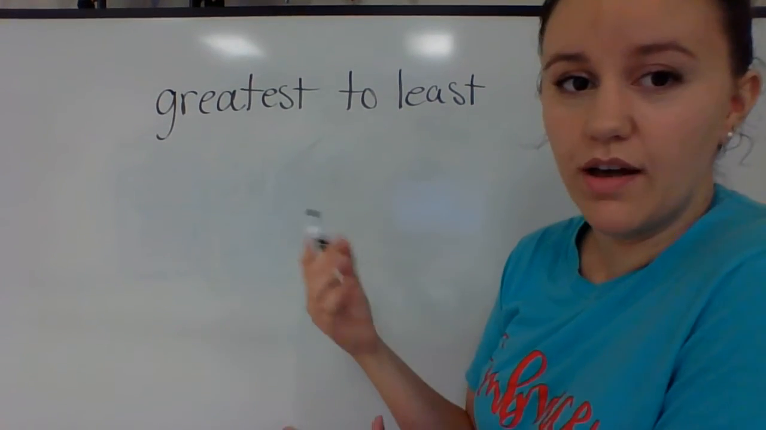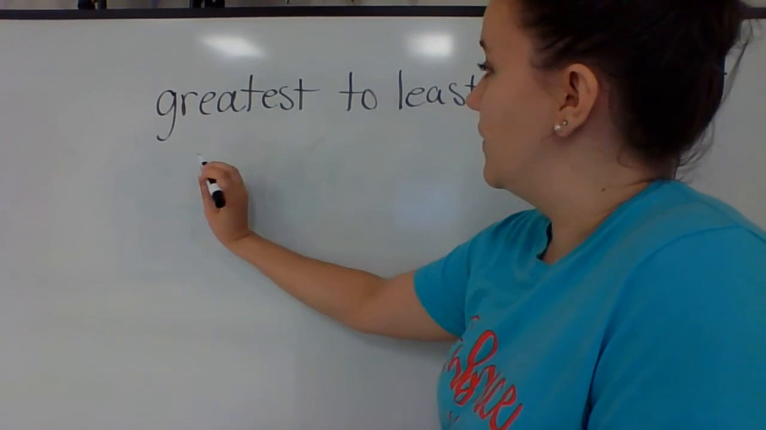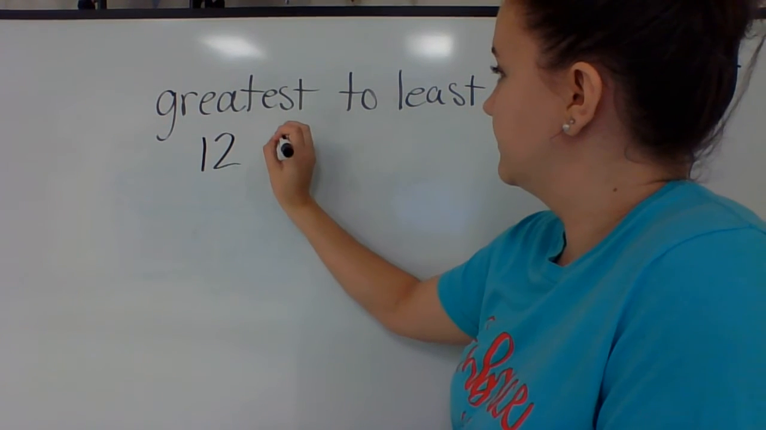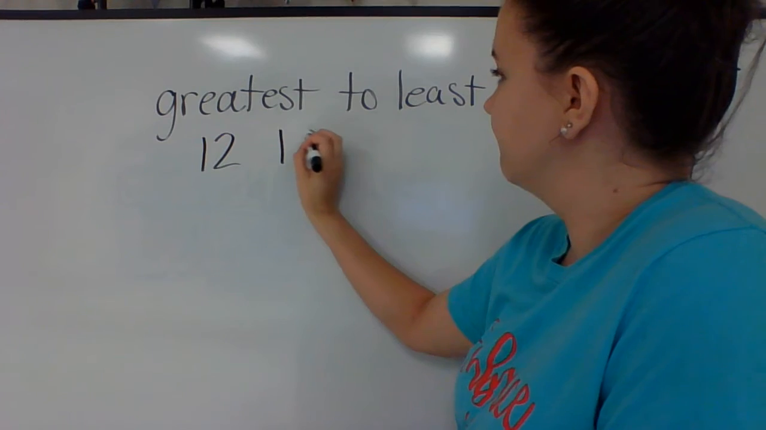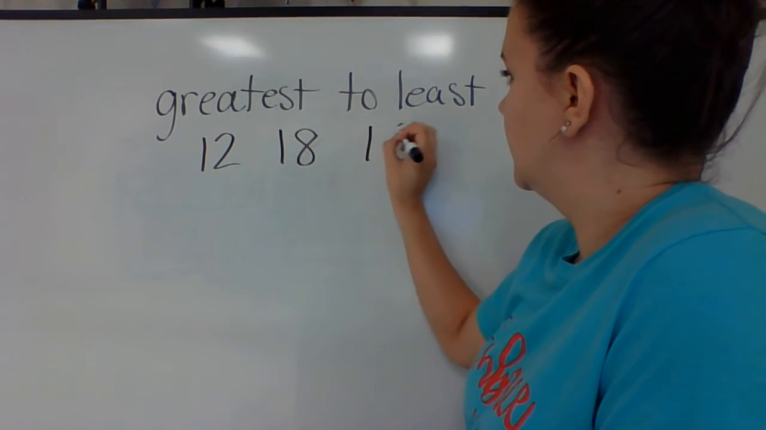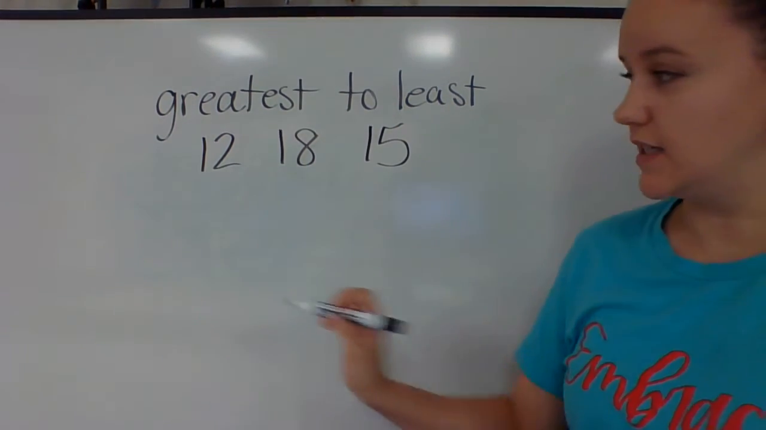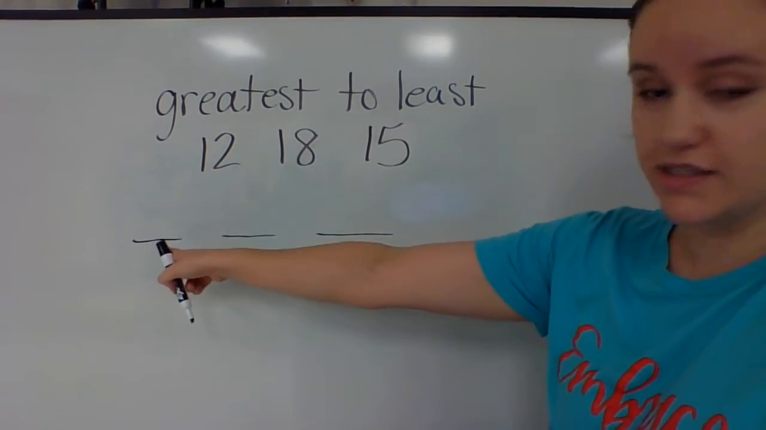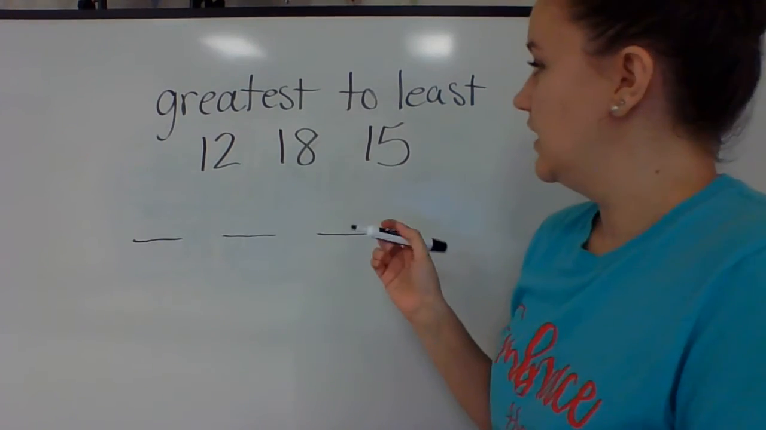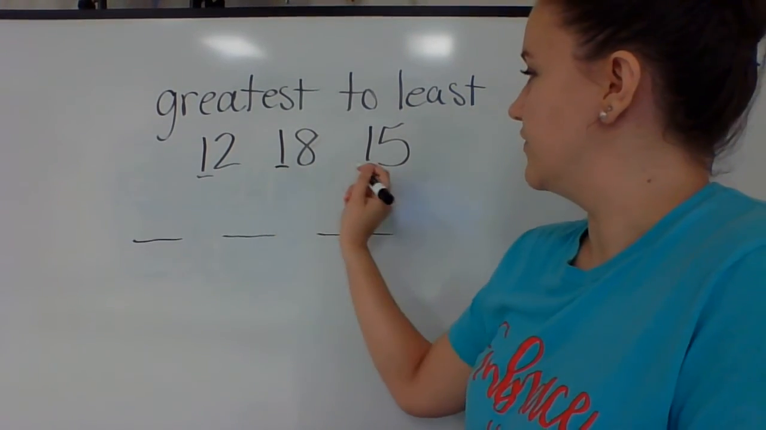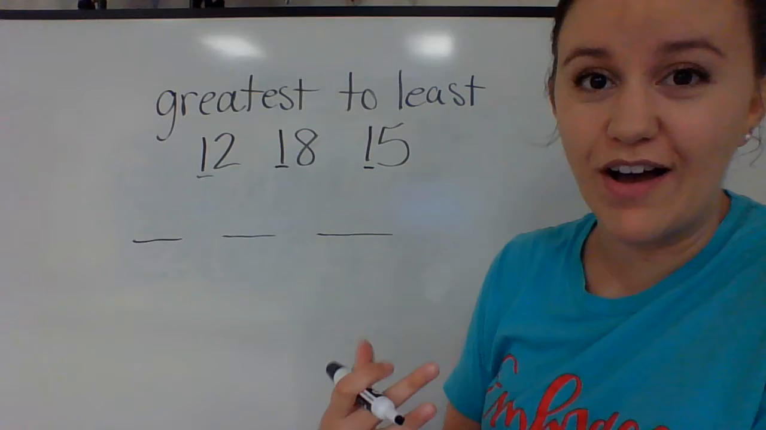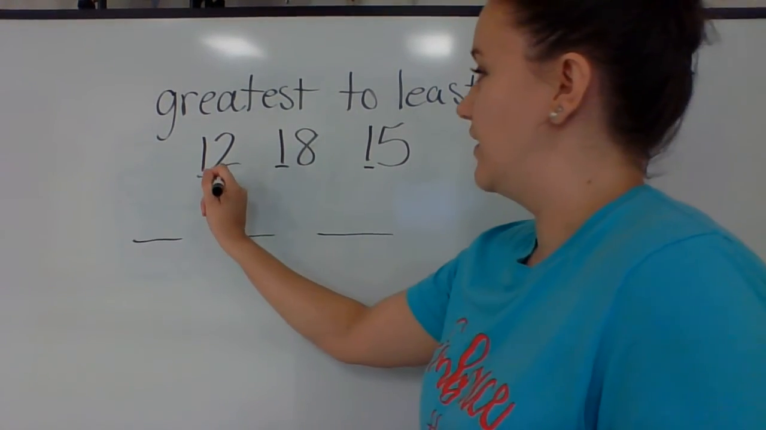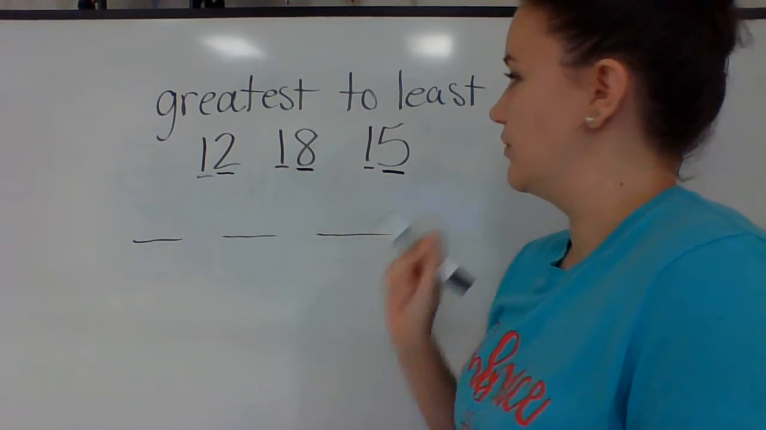Let's do numbers that all have the same amount of tens. So if I did 12, 18, and 15. 12, 18, and 15. And I want to put them in order from the greatest number, greatest over here, to the least. And remember, I look at the tens first. What do I notice? They all have the same amount of tens. So if they have the same amount of tens, now I have to look at the ones place. So I'm looking at the ones place.